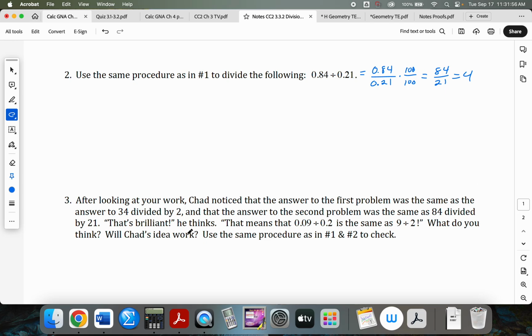So, if we're doing 0.09 divided by 0.2, that's the same as 0.09 over 0.2. To get rid of all the decimals, what would I need to multiply by, top and bottom? Yeah, got to multiply by 100 over 100. So that's going to be 9 over 20, not 9 over 2. Very different answers.